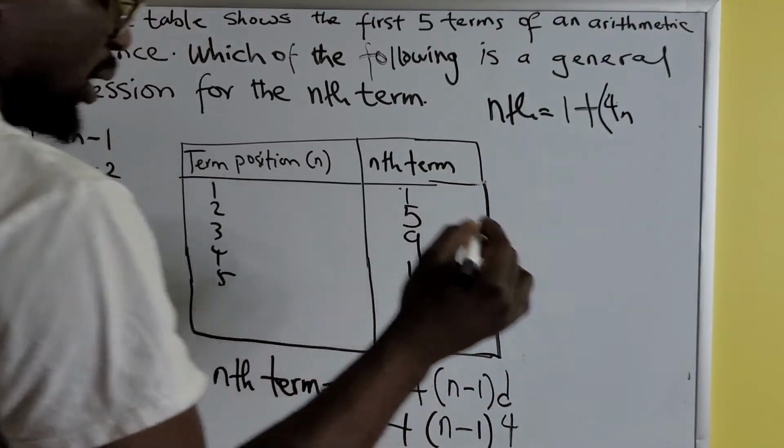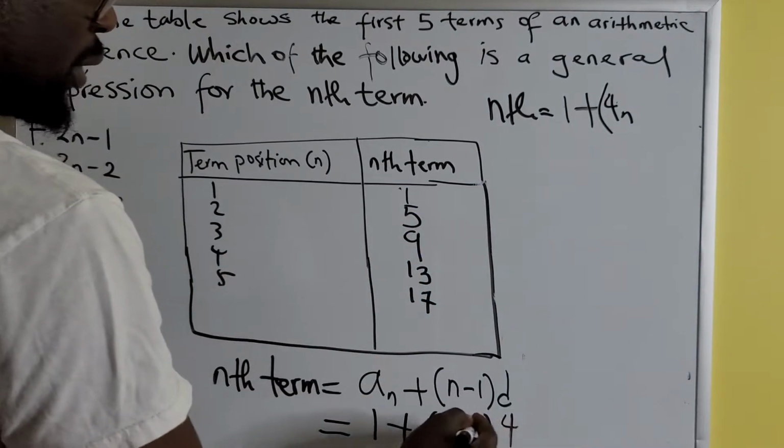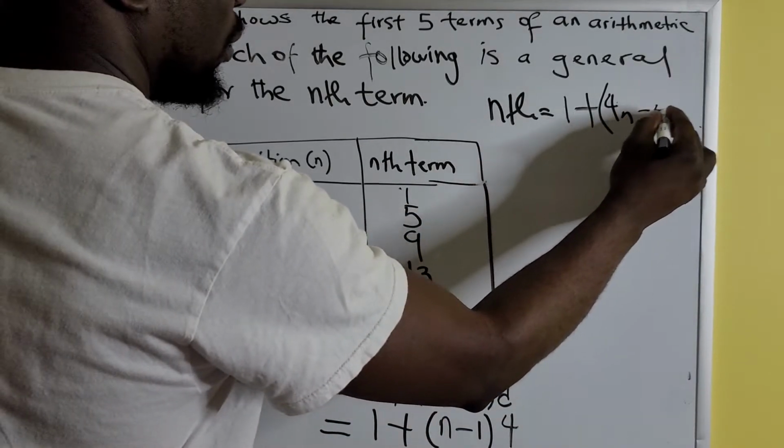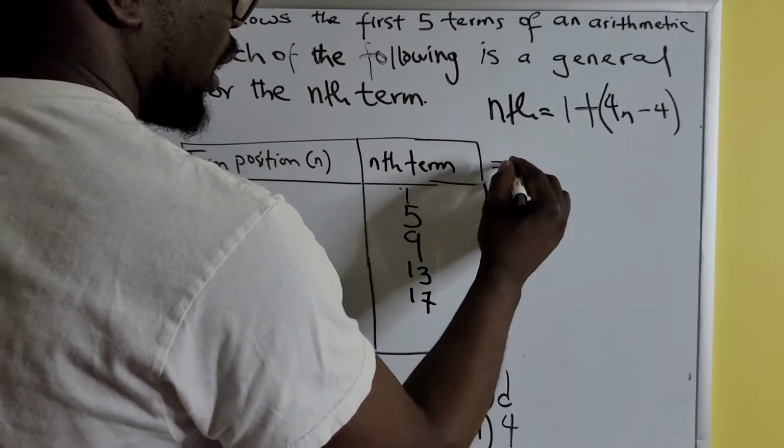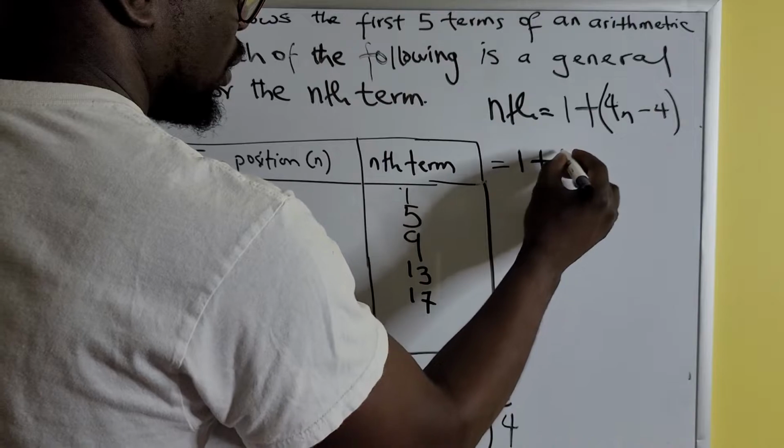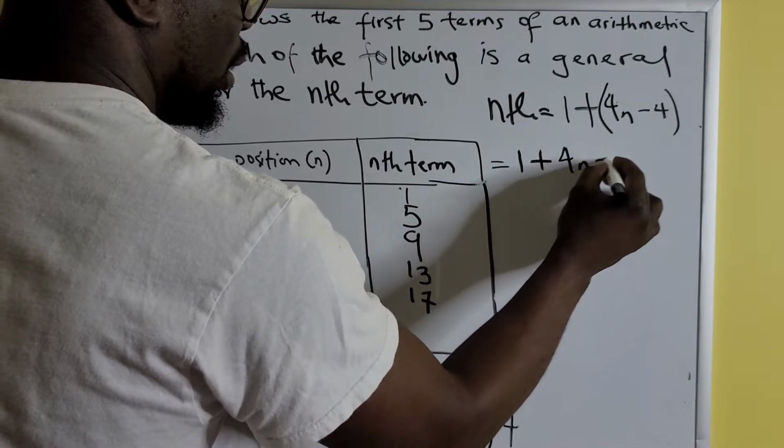Okay, you can still leave it in the bracket if you want to. 4 times minus 1 is minus 4. So further expand this bracket, write it out clearly. You have 1 plus 4n minus 4.